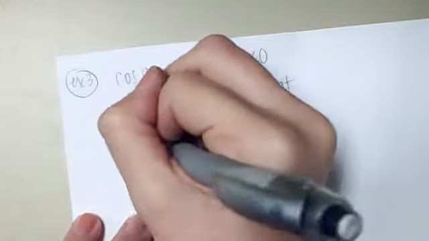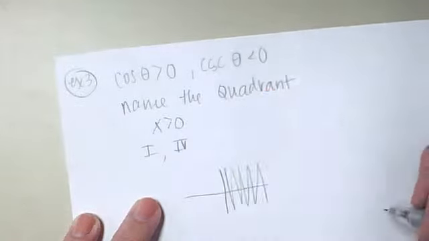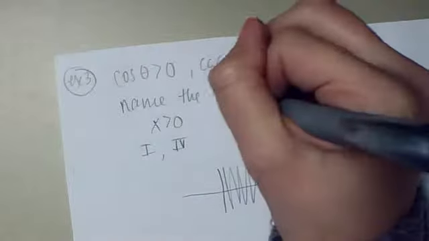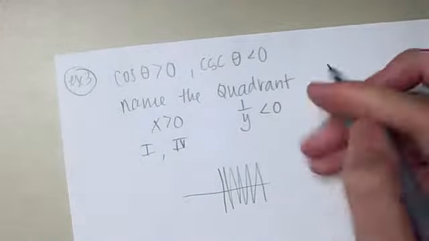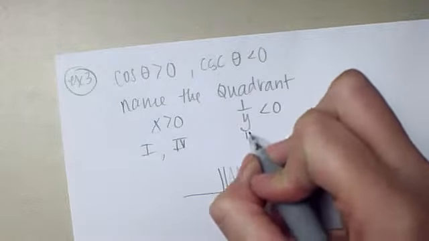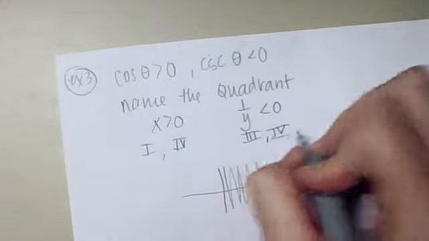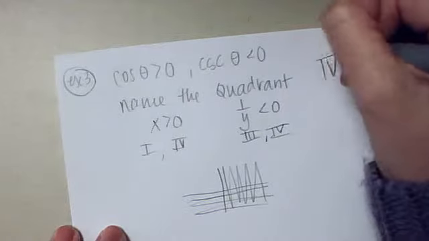Cosine is our x value, which is greater than 0. X is greater than 0 in quadrants 1 and 4. If you're more of a visual person, you might want to shade those 2 in. Cosecant is the opposite of sine, 1 over sine, or 1 over y, is less than 0. If that's to be the case, something less than 0 is negative, so y would have to be negative, and that happens in quadrants 3 and 4. And so the cross-section where both things happen is quadrant 4.